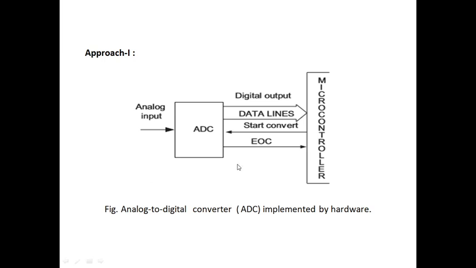See here we have some signals. This is EOC, which is nothing but end of conversion. When the conversion is done, the analog to digital converter will send the end of conversion signal to the microcontroller. At that time the microcontroller will stop the operation, and we have a start conversion signal. When you switch on this system, the microcontroller sends the start convert signal.